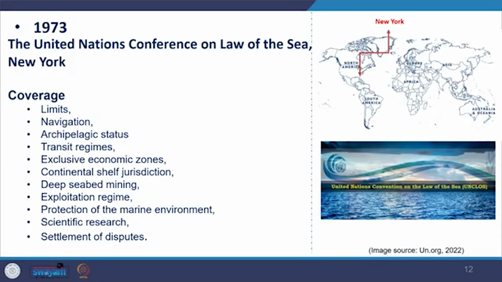So the very first form of policy we see is the conference covering the limits, navigation, archaeological status and transit regimes. Then it takes care of the exclusive economic zone, continental shelf, jurisdiction, deep seabed mining and the exploitation regime. So all these, what you have really studied when we were looking at the environmental status. So this United Nations Conference on the Law of the Sea was addressing all those things here.